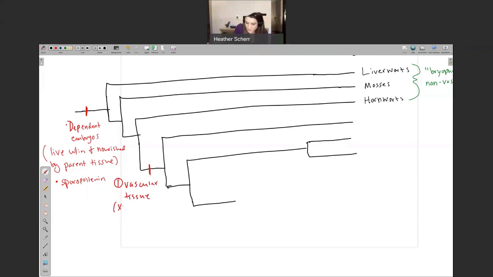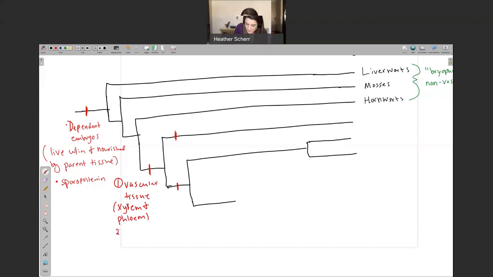Vascular tissue is the xylem and phloem. If you look at the word phloem, like flow, it flows through their body. Xylem and phloem. You need to leave some room to write other things here. So FYI, the vascular tissues.